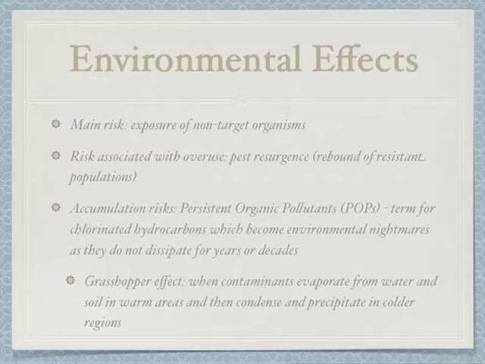We also run the risk of bioaccumulation. Persistent organic pollutants is the term that we use for chlorinated hydrocarbons such as DDT, which become environmental nightmares as they do not dissipate for years or decades and then accumulate through the food chain. An example of persistent organic pollutants would be what happens during the grasshopper effect, where these contaminants can be evaporated from water or soil in warm areas where they've been applied. They then condense and precipitate to colder regions as the wind patterns blow the clouds, and then they will fall down and actually cause pollution in an area where they were not used.